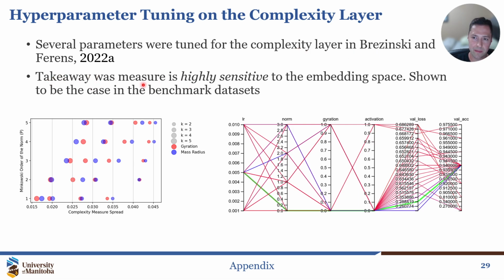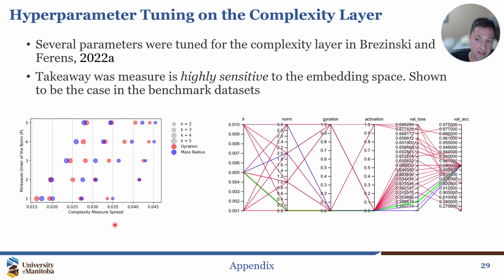We noted that the measure is highly sensitive to the embedding space. What did we do exactly? One parameter in particular was the Minkowski order of the norm, which is whether you're computing the distances in Euclidean space or a higher order space. So the Minkowski order of the norm could be the Manhattan distance, Euclidean, or any higher order one. So there are different ways that you can compute distances in embedding space, and you can vary that between 1 and 5.